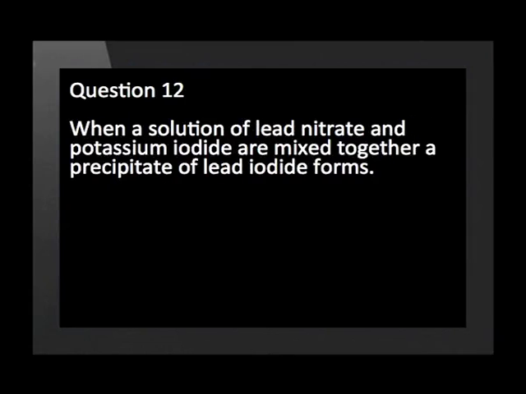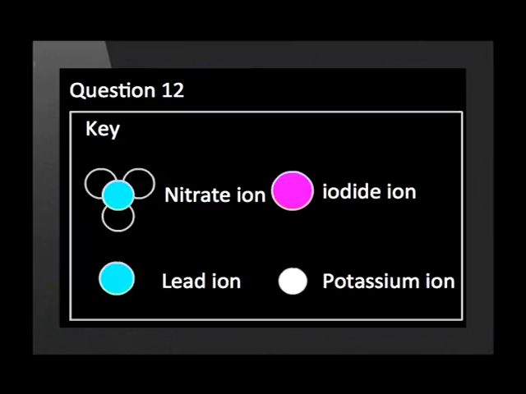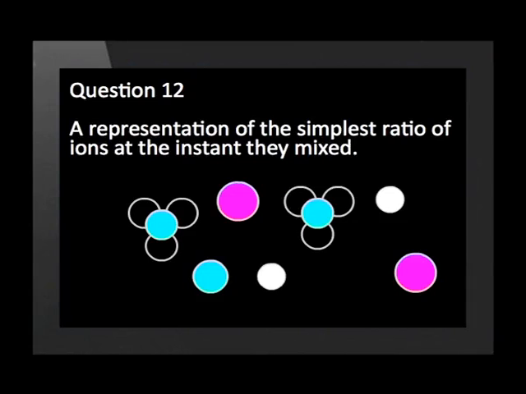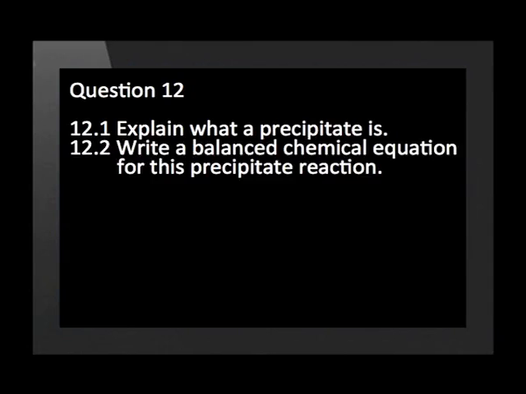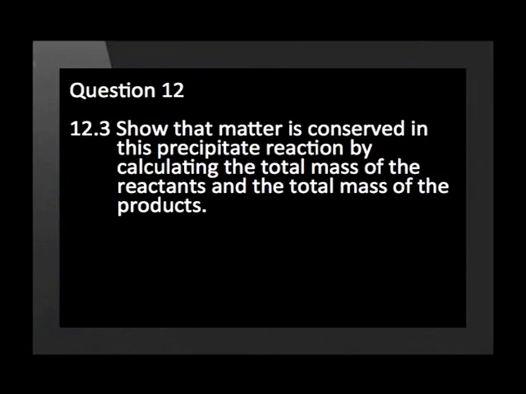Question 12. When a solution of lead nitrate and potassium iodide are mixed together, a precipitate of lead iodide forms. The following key shows the ions of the two solutions that are involved in this reaction. This representation shows the simplest ratio of the ions of the two solutions at the instant they are mixed. Explain what a precipitate is. Write a balanced chemical equation for this precipitate reaction. Show that matter is conserved in this precipitate reaction by calculating the total mass of the reactants and the total mass of the products. You can check your answers for these questions in the series guide.